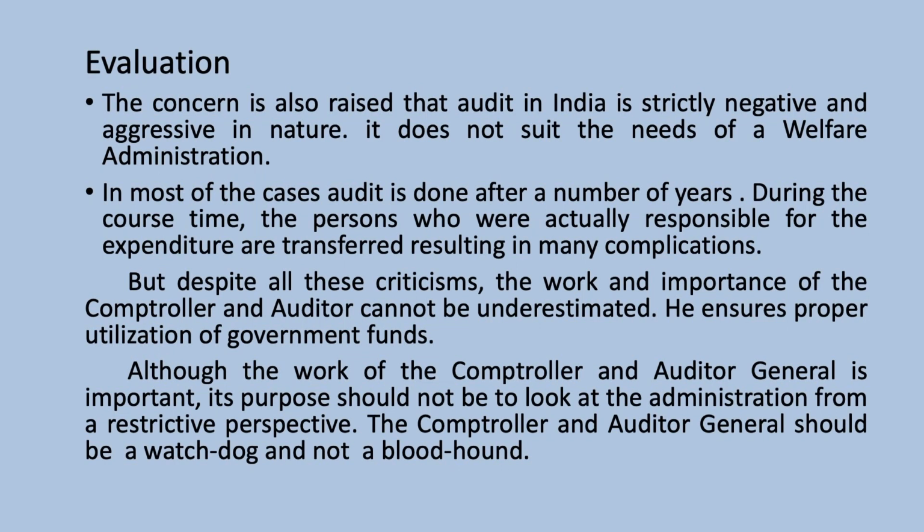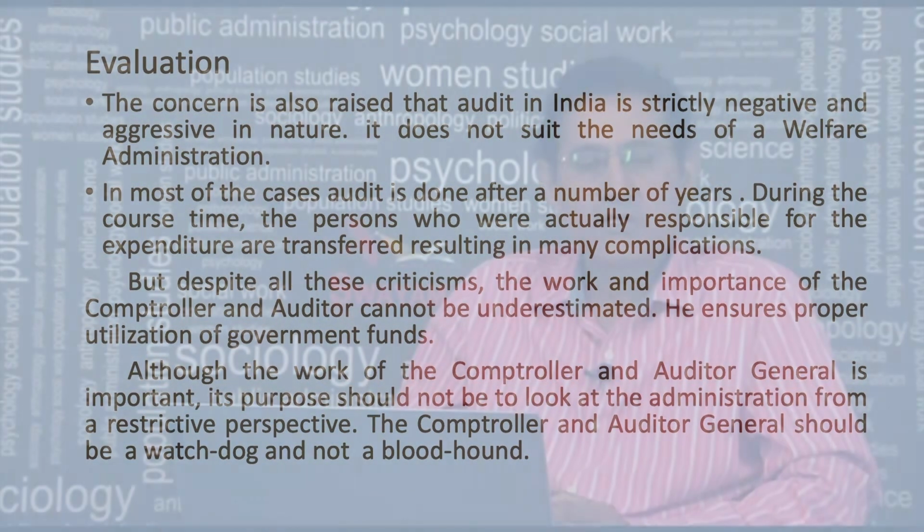Although the work of the Comptroller and Auditor General is important, its purpose should not be to look at the administration from a restrictive perspective. The Comptroller and Auditor General should be a watchdog and not a bloodhound. So, students, we can evaluate his functions and say that though this officer is very important for the auditing of all the government accounts, he should play the role of a watchdog which protects against unauthorized transactions, but he should not play the part of a bloodhound who tries to find errors in all the transactions and raise objections in minute transaction activities.